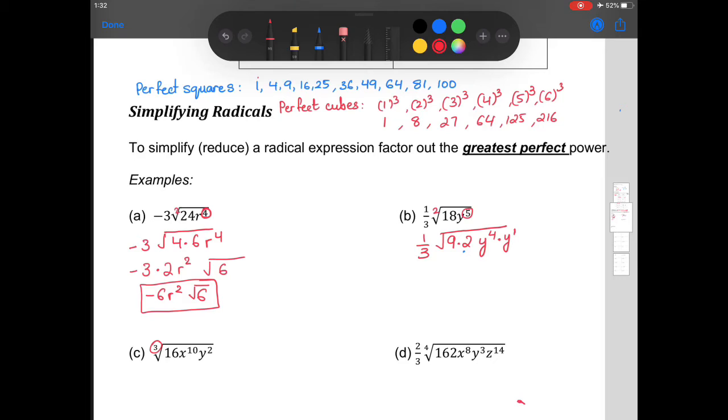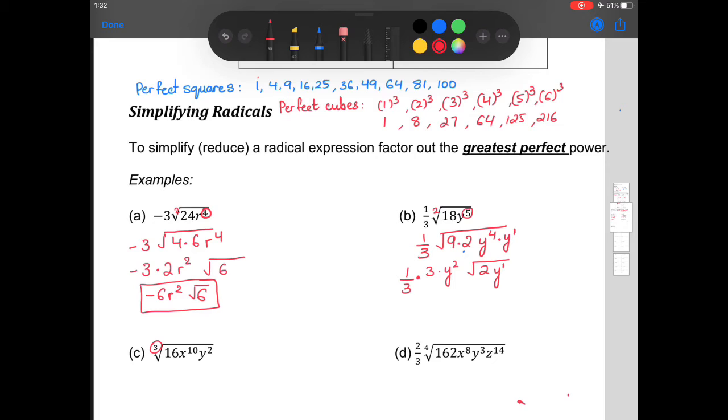Right? And now whatever are our perfect squares, we're going to pull them out. So it's going to be 1/3. Remember, it's multiplication. Square root of 9 is 3. 2 is a non-perfect square, so it stays under the radical. Y to the fourth will become y square, and y to the first is a non-perfect, so that stays under the radical. You don't have to write y to the first, you can leave it as y, but I'm just doing it so that we understand what we did.